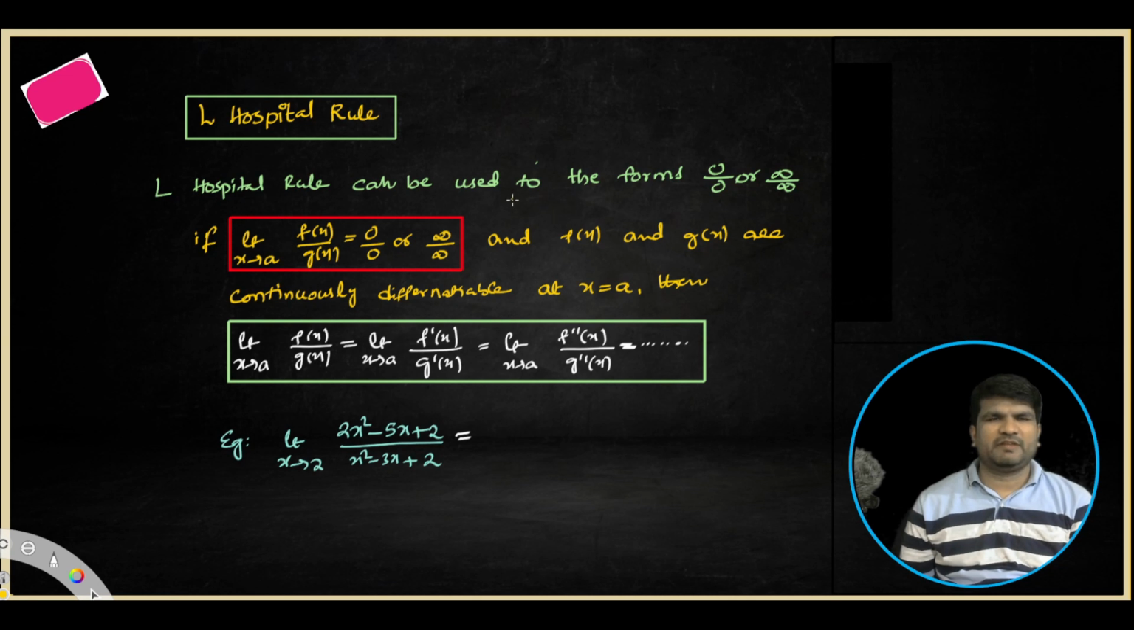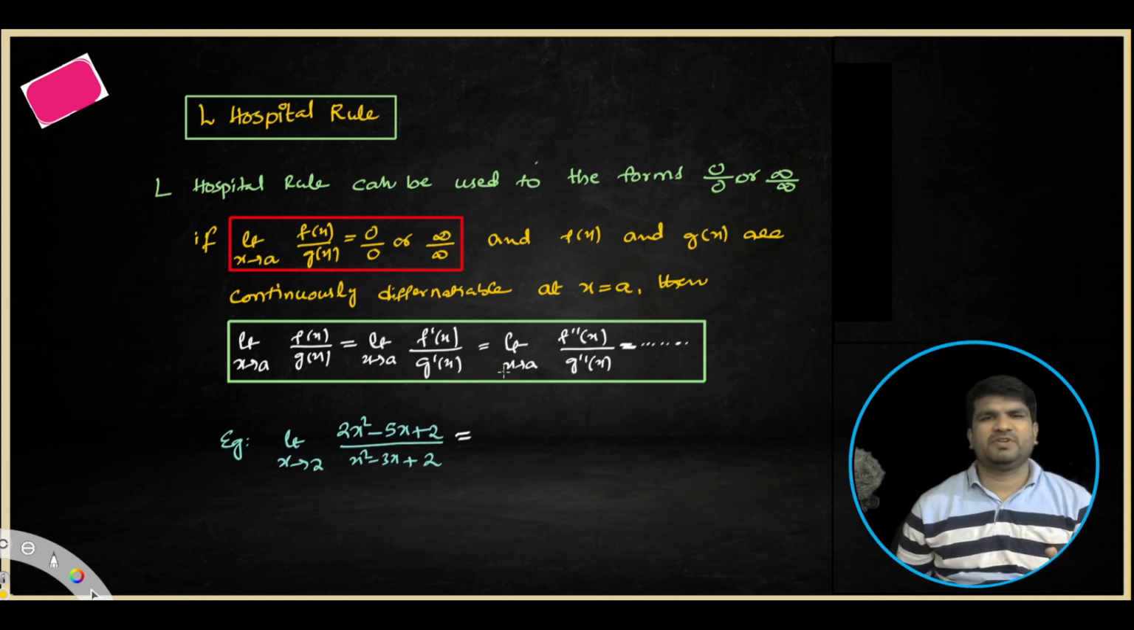Using this rule we can find the limits of any given function if the functions are in the form of either 0 by 0 or infinity by infinity. If limit x tends to a, f of x by g of x is 0 by 0 or infinity by infinity, and f of x, g of x are continuously differentiable at x equals a, then limit x tends to a, f of x by g of x equals limit x tends to a, differentiate numerator as well as denominator with respect to x. Differentiation of f of x is f dash x and differentiation of g of x is g dash x.